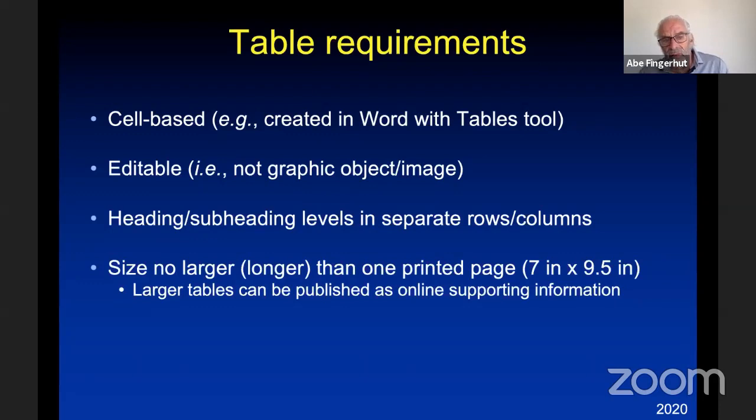Make sure that all your tables and all of your figures are no larger or longer than one printed page. If it's not possible to get all the information that you want into one page, then you'll have to find some other way to publish it, such as online information or an additional addendum. But don't include a table of more than one page in your paper. It just makes things too difficult to understand. I'll show you an example.